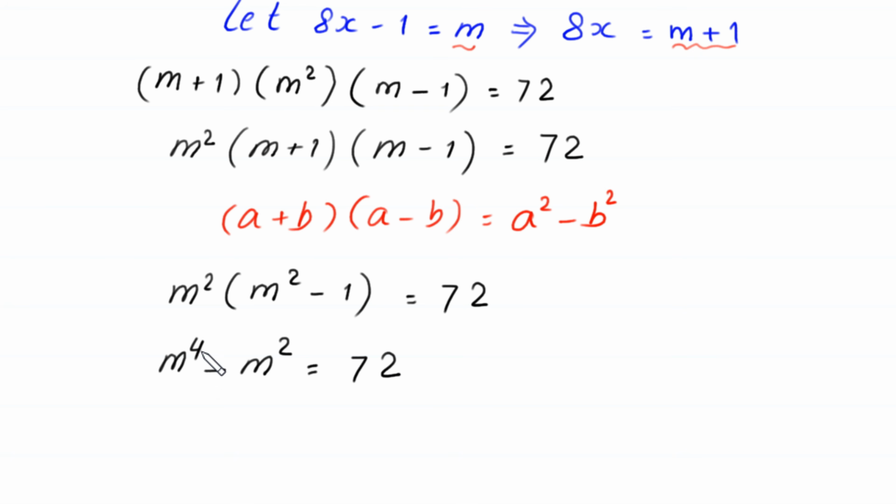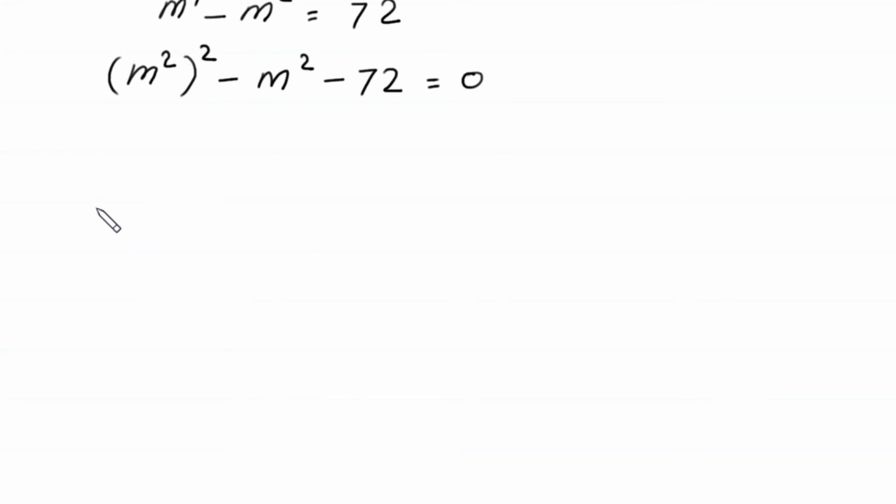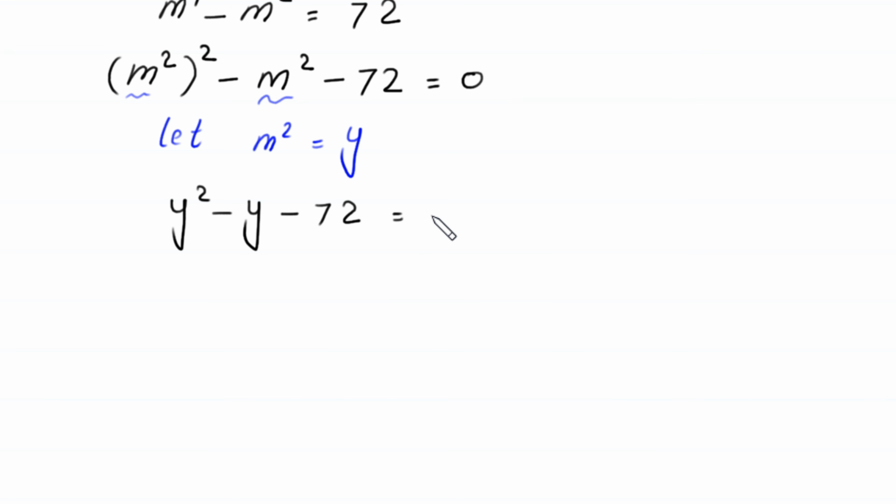Now this m to the power 4 can be written as (m squared) whole squared minus m squared. We move this 72 to the left hand side, this will become negative 72 is equal to 0. Now we suppose that m squared is equal to y. So this equation will become y squared minus y minus 72 is equal to 0. And this quadratic equation is factorable.